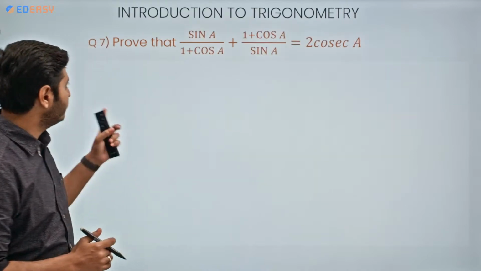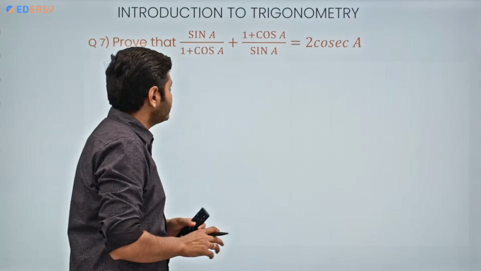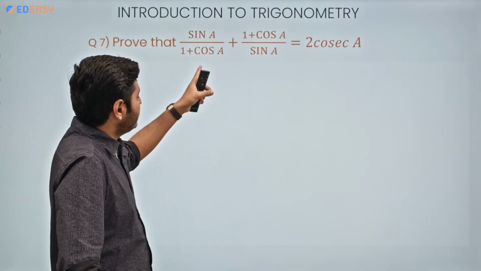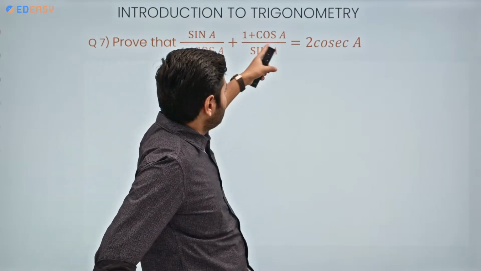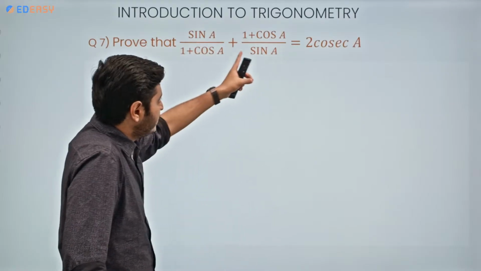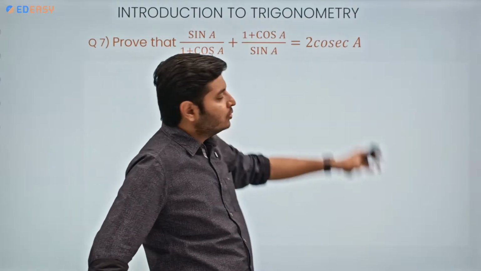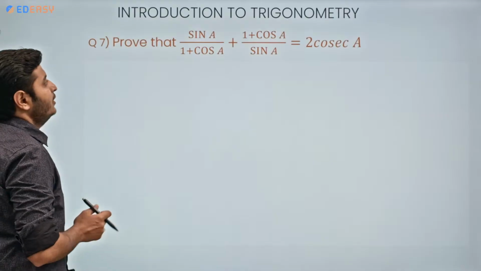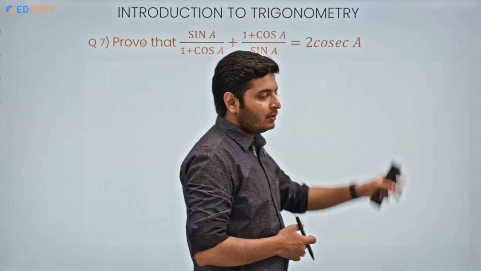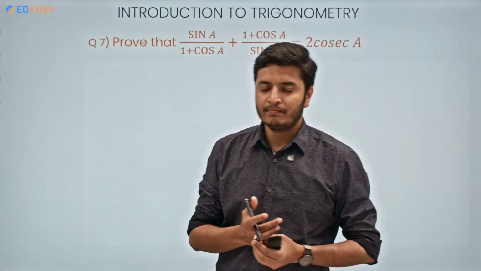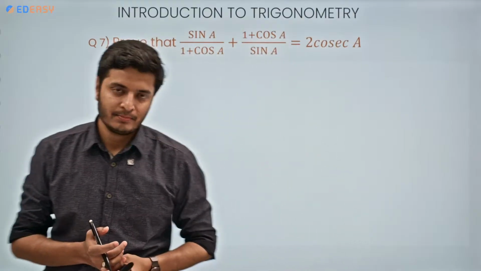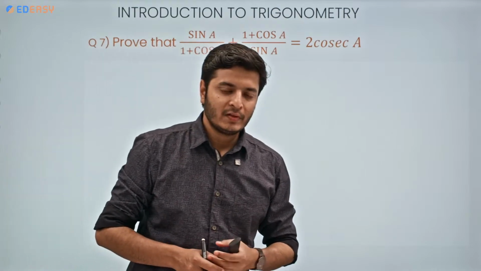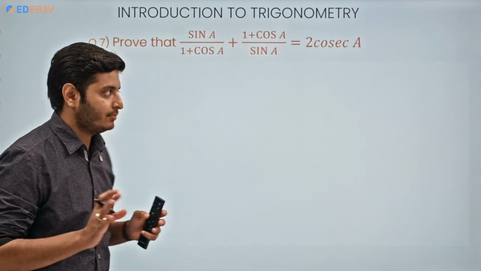Let's solve one. Here in this problem, we need to prove that sine A by 1 plus cos A plus 1 plus cos A by sine A equals 2 cosecant A. Same approach we are going to apply here. Cosecant A we know is having a relationship with sine, correct? That is 1 by sine. So here all the values are in terms of sine and cos only. So directly find the LCM then.